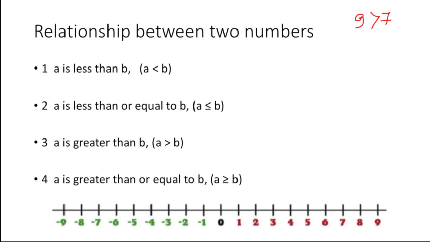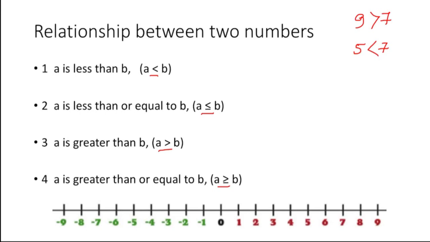Similarly, if we have the numbers 5 and 7, and we want to compare these two numbers, we can say 5 is always less than 7. So these kinds of relationships are portrayed using inequalities. So what kinds of relationships are there? We have four kinds of relationships. First is a less than relationship. Second is a less than or equal to relationship. Third is a greater than relationship. And fourth is a greater than or equal to relationship.